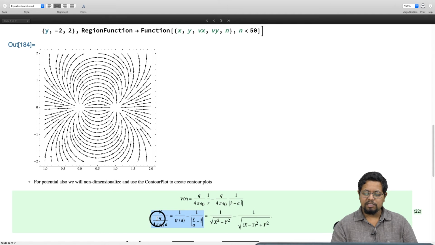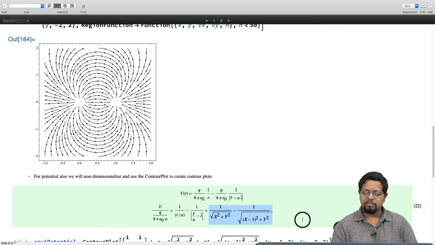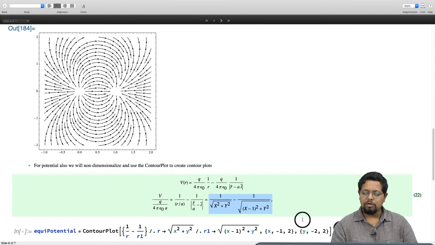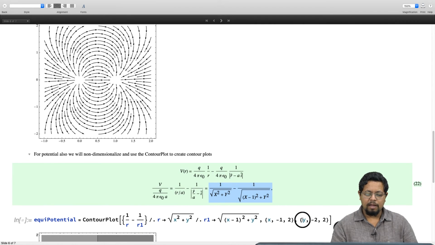Convert this into the dimensionless coordinates x and y. We are left with this expression. V is a scalar function. Now we want to plot this scalar function, but this time we want to plot contours for it. In order to do the contours, I am going to use the contour plot.